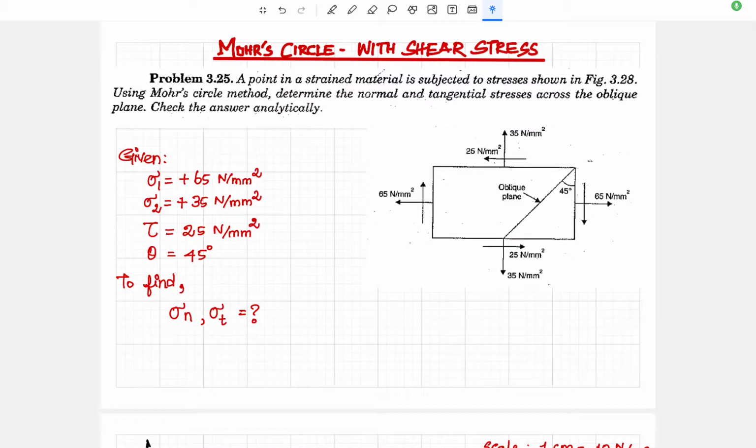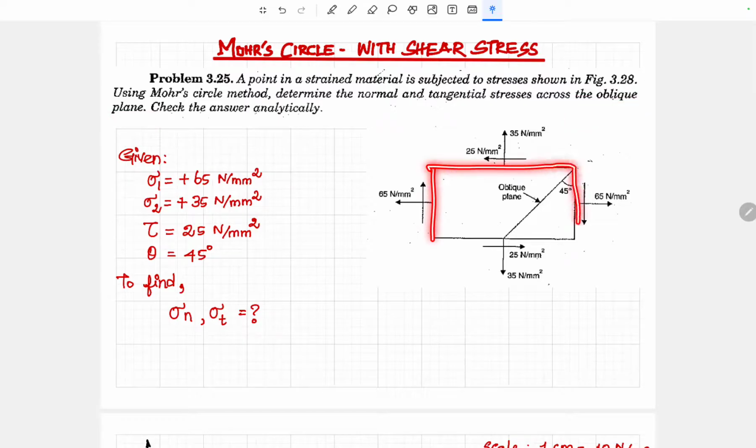Hello, in this video we are going to see how to draw Mohr circle when shear stress is given with the problem. Let me read the problem now. A point in a strained material is subjected to the stresses as shown in figure. Using Mohr circle method, determine the normal and tangential stresses across the oblique plane.